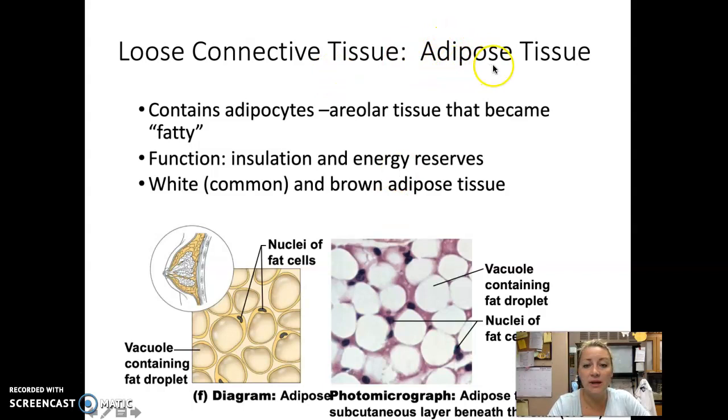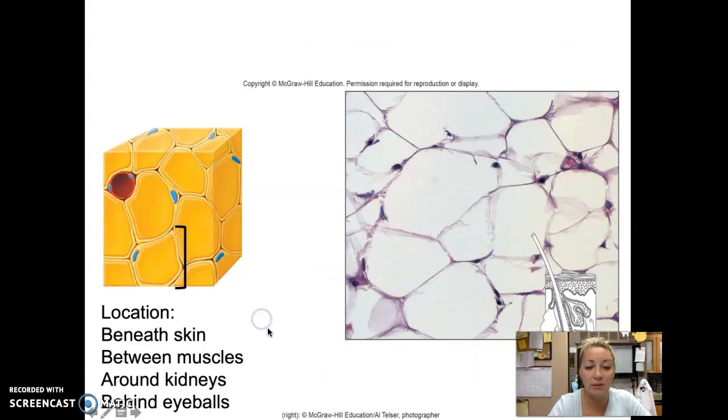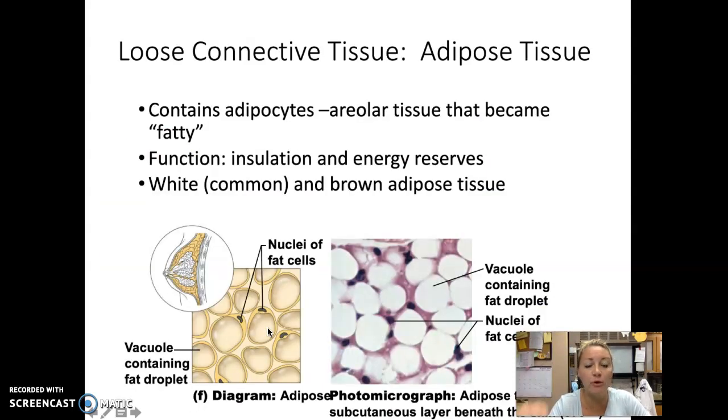For loose connective, we get adipose tissue. I always think that adipose looks like a bunch of boiled eggs sitting there. Notice that there's not a lot going on in a fat cell. It's got a nucleus, and then it's got this giant compartment for holding fat.